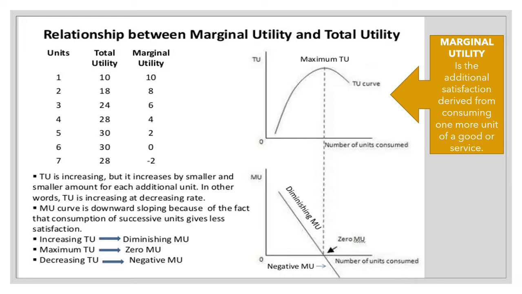The total utility is increasing, but it increases by smaller and smaller amounts for each additional unit. In other words, total utility is increasing at a decreasing rate. And marginal utility is downward sloping because consumption of successive units gives less satisfaction. Always remember that economists don't make decisions on total utilities, they always make decisions on the margin, so they can figure out which unit they must consume in order to provide optimum satisfaction.